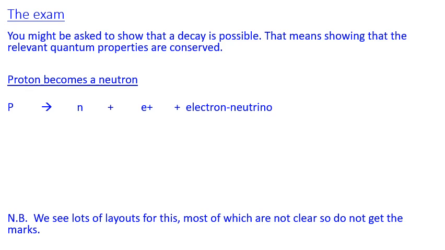So just to revise what we did in class, you might be asked to show that a decay is possible, and what we mean by that is show that the quantum properties remain the same before and after, and we use the technical term conserved to remain the same is what we mean. And we see lots of layouts for how students go about showing conserved properties in a decay such as this one, what we might call beta positive decay.